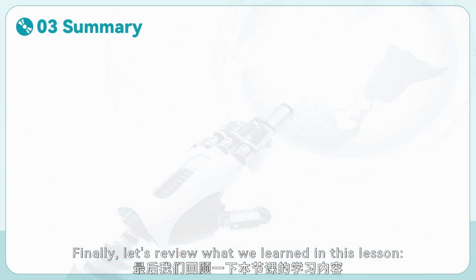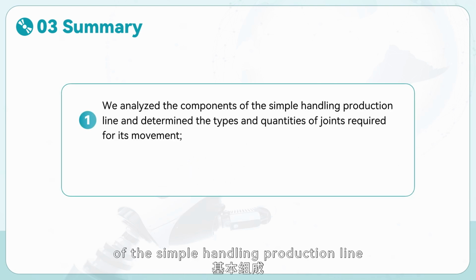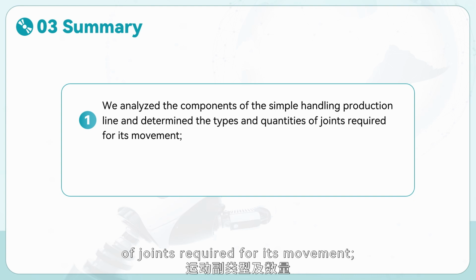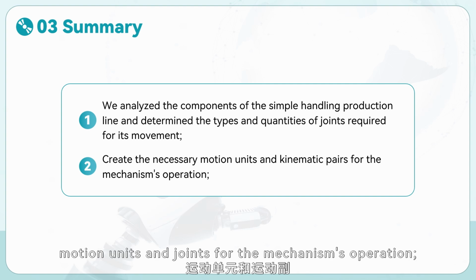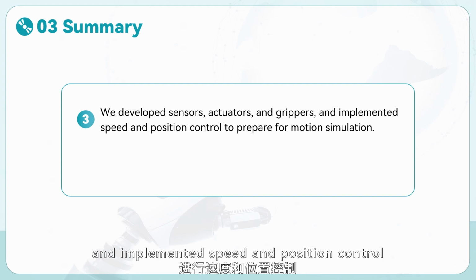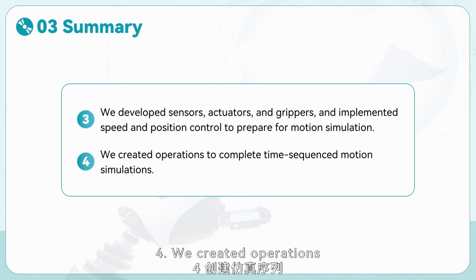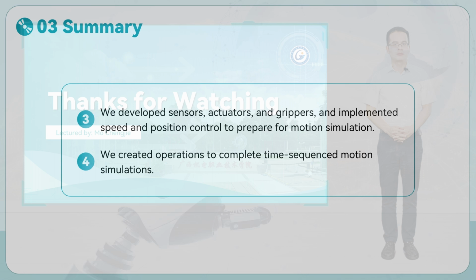Finally, let's review what we learned in this lesson. 1. We analyzed the components of the simple handling production line and determined the types and quantities of joints required for its movement. 2. We created the necessary motion units and joints for the mechanism's operation. 3. We developed sensors, actuators, and grippers, and implemented speed and position control to prepare for motion simulation. 4. We created operations to complete time-sequenced motion simulations.